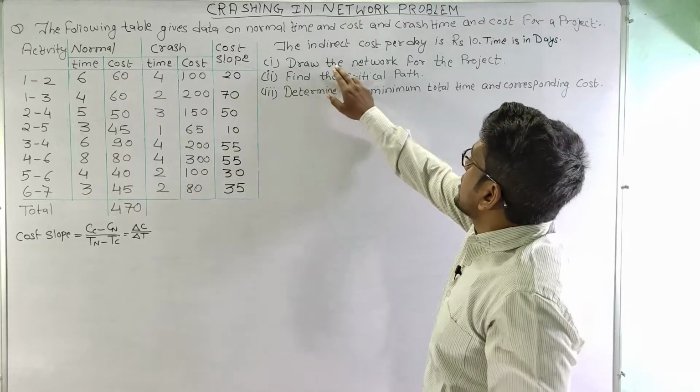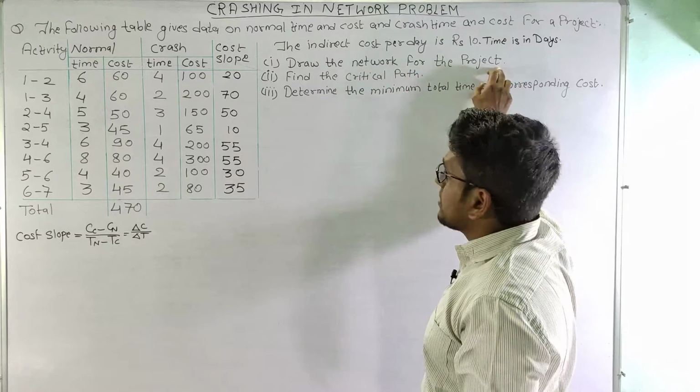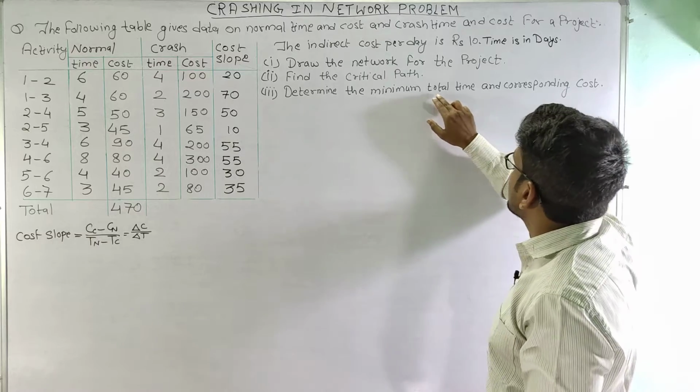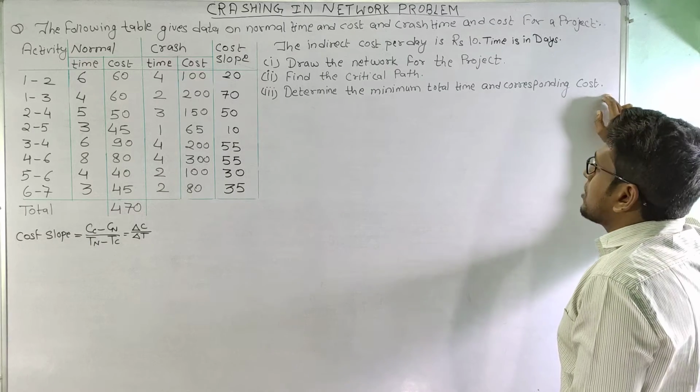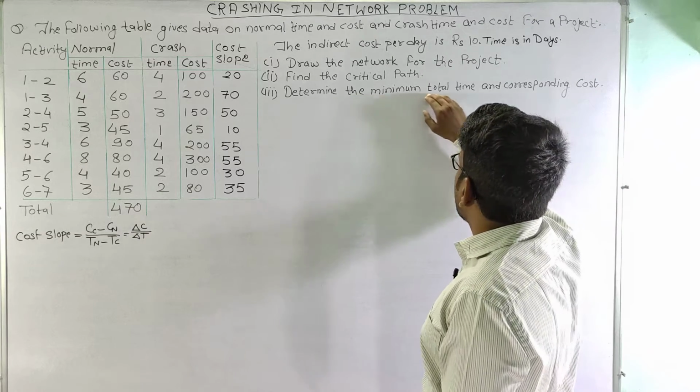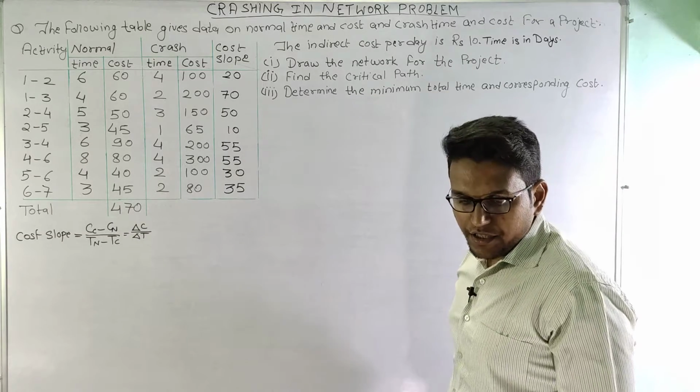Now we need to draw the network diagram for the project, then find the critical path and determine the minimum total time and corresponding cost. That is, after crashing, what is the minimum value of time that we can reach.